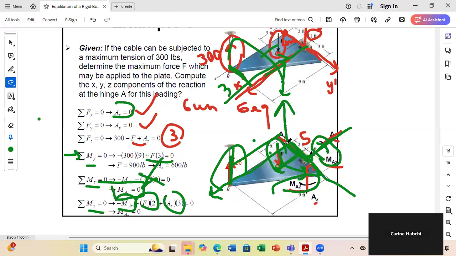Any question on this? So this is the chapter of equilibrium of a rigid body. Of course, we'll do problems together to practice on it. Okay? Any question before we stop?